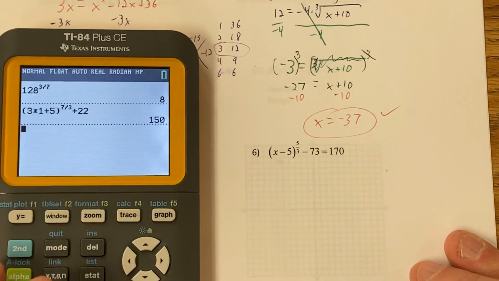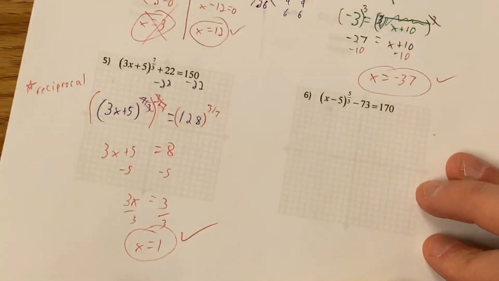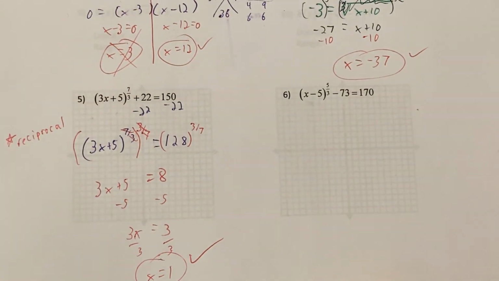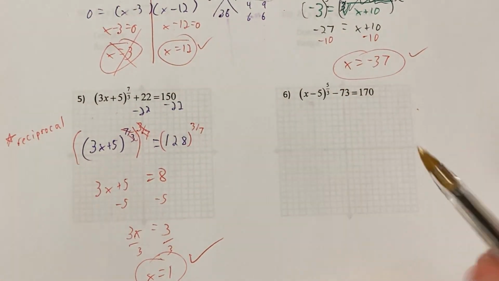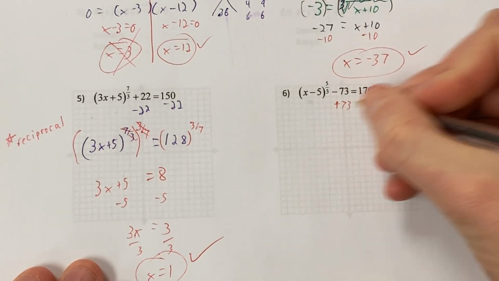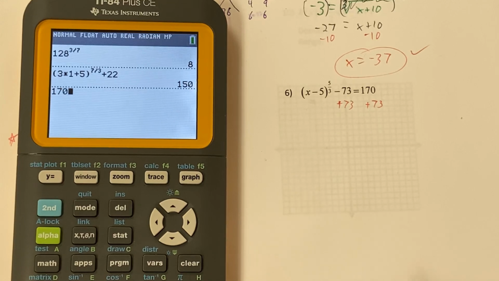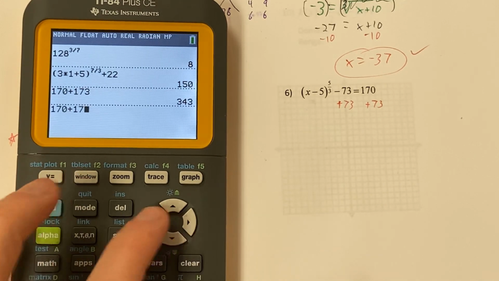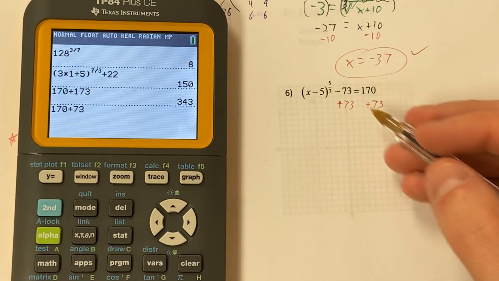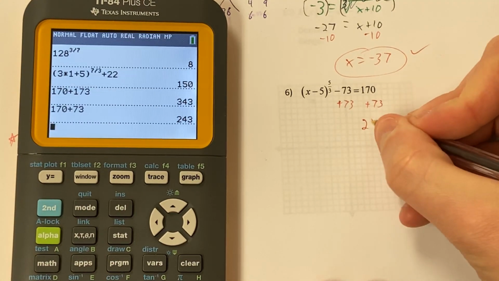So let's go ahead and try this one. Same step as the last one, except this time instead of a 22, it's a 73. We'll add. So 170 plus 73. I don't know why I did 173. It is totally just a 73. So 243.